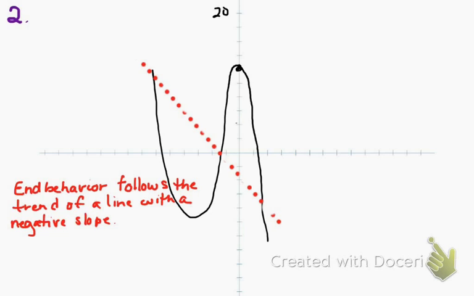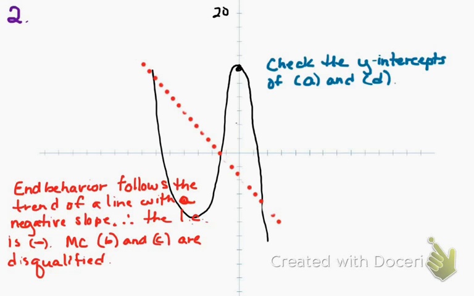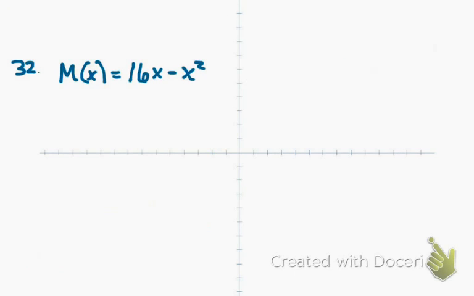Now first, let's take a look at this. The end behavior follows the trend of a line with a negative slope. So look at your answer choices and disqualify the answers that don't have a leading coefficient that's negative. That would be multiple choice B and C. Then what you want to do is check the y-intercepts of your other 2 answer choices, A and D. When you plug a 0 in for x, you're going to get a 12, positive 12, and that matches letter D. So D is the correct answer.